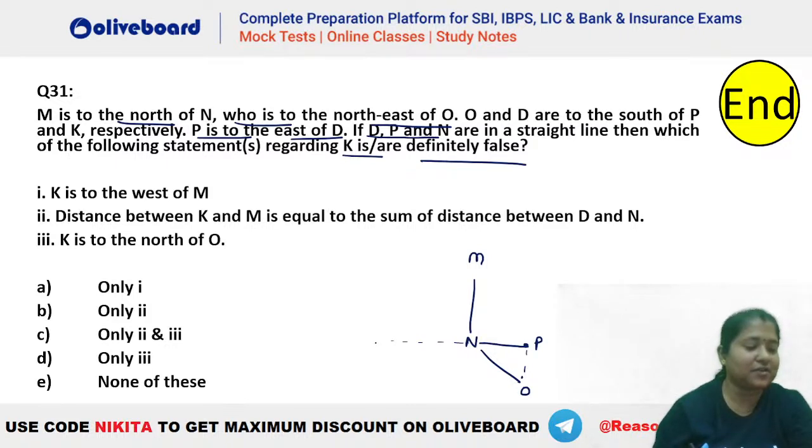Ma'am, northeast. Now you did northwest. Just a second. Let's draw. Let's see. So M is to the north of N. Who is to the northeast of O? I'm so sorry. Yes, absolutely. My bad here. Chalo, let's draw it once again.